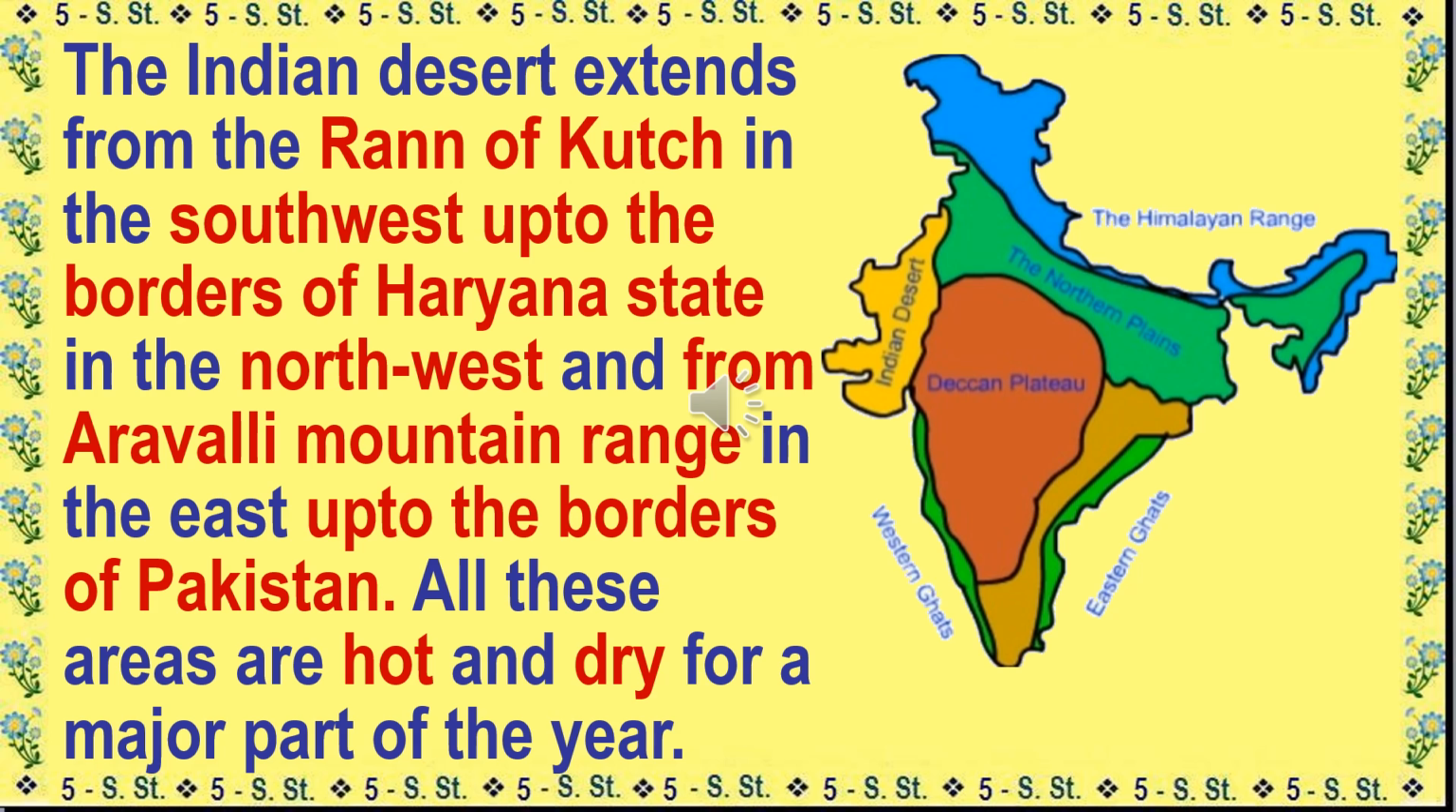The Indian Desert extends from the Rann of Kutch in the southwest up to the borders of Haryana state in the northwest, and from the Aravalli mountain range in the east up to the borders of Pakistan. All these areas are hot and dry for a major part of the year.